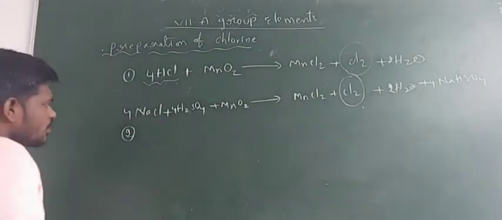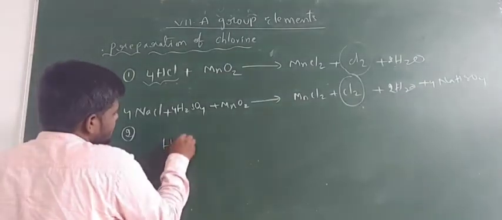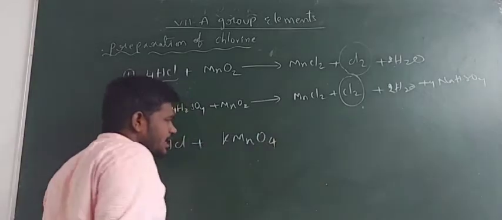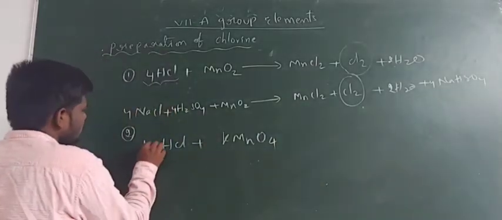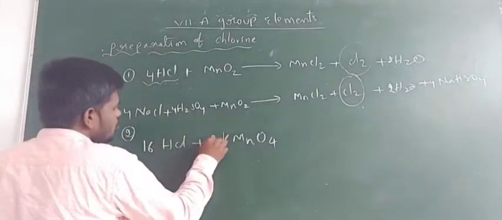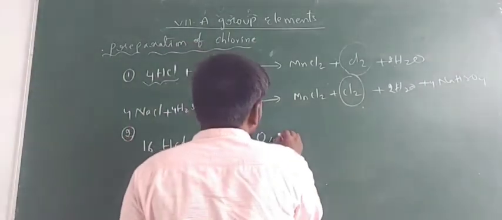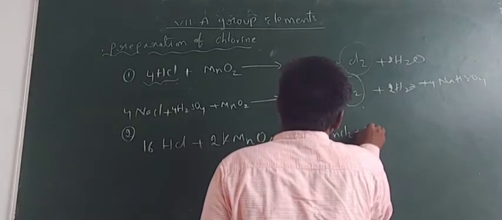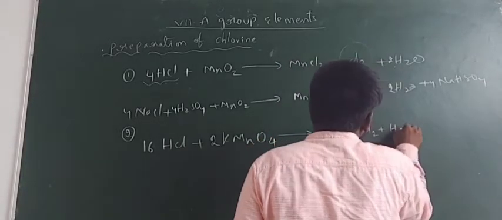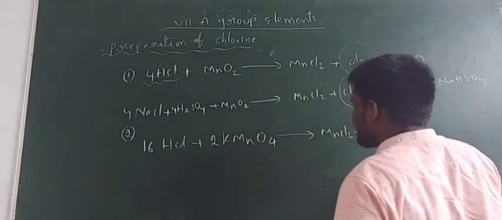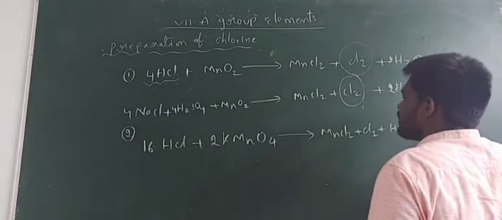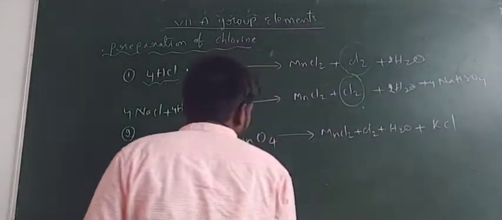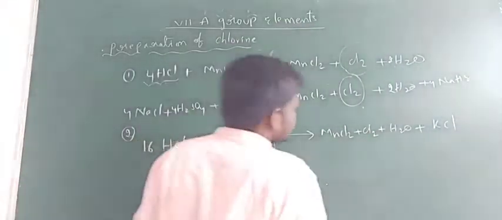Next, the second one. So right guys, this one we can prepare by treating HCl with KMnO4, potassium permanganate. So now we have 16 moles of HCl. When it is treated with 2 moles of the KMnO4, we can get here MnCl2 plus Cl2 gas, H2O, and next we can get here KCl. So these are the reactants here. So here we have 16 HCl's.